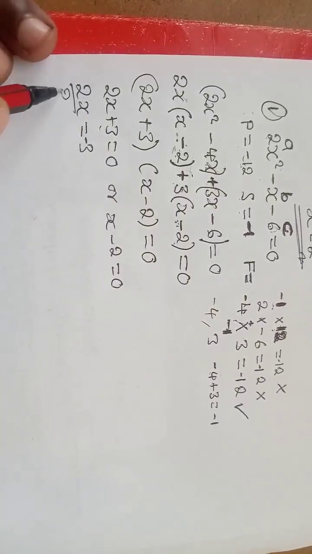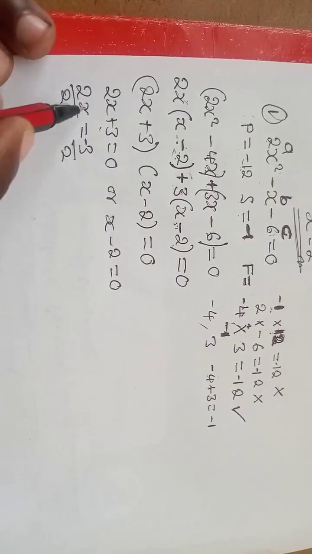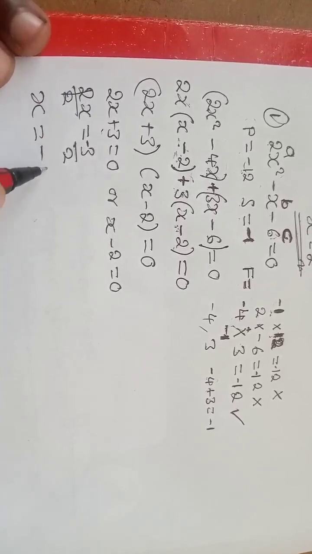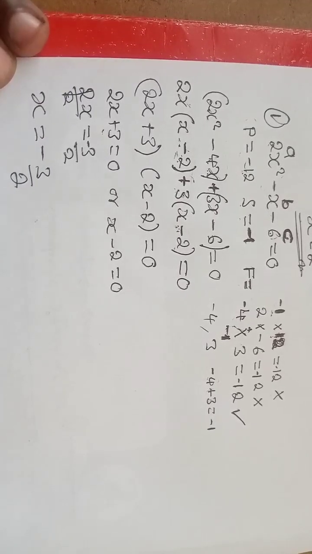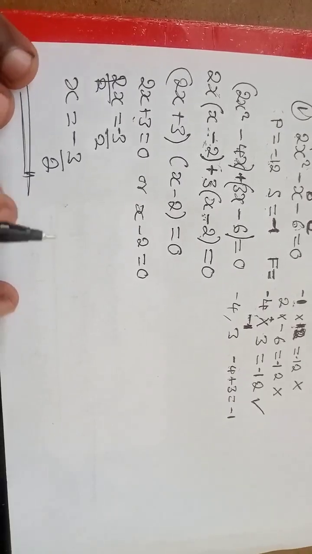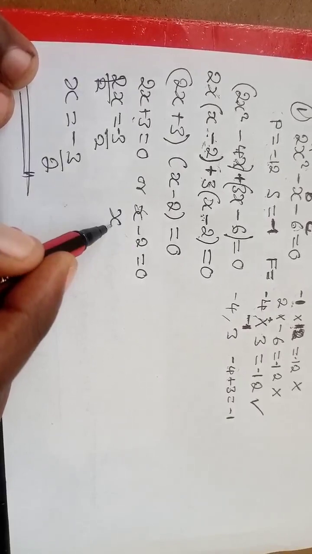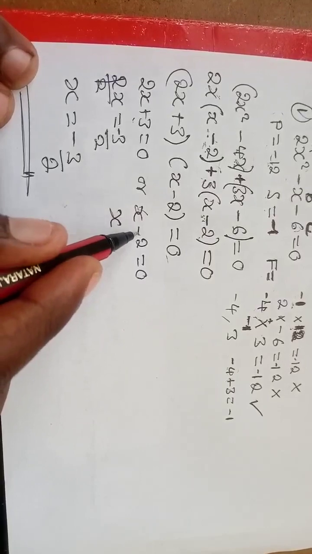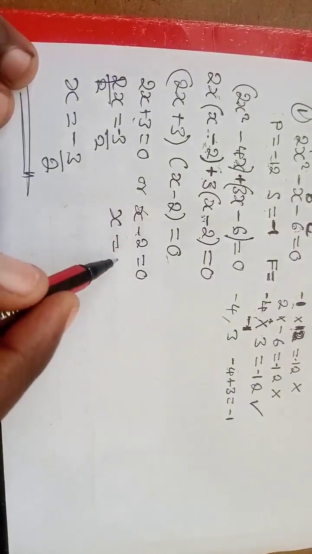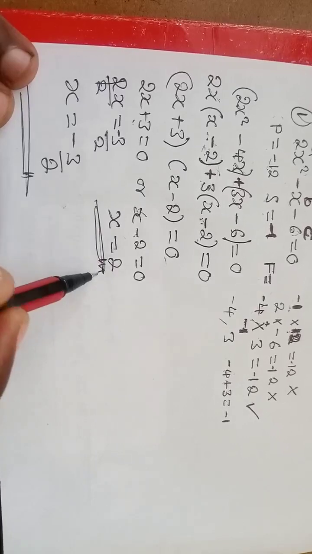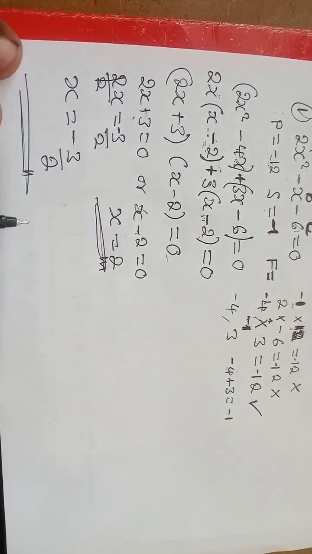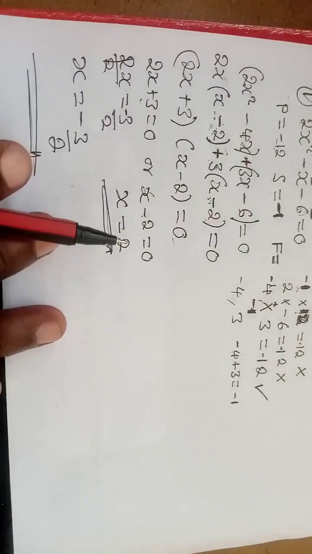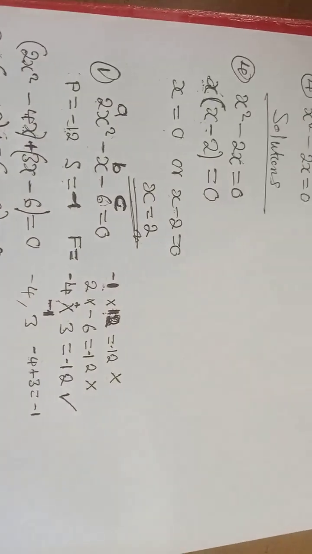Then you divide both sides by 2 since you are looking for x, not 2x. So x will be negative 3 over 2, like that. Then for x minus 2, this one comes this side, when this is negative, when it comes this side it will be positive 2. So these are the two possible answers that you are supposed to find on this question. As simple as that.